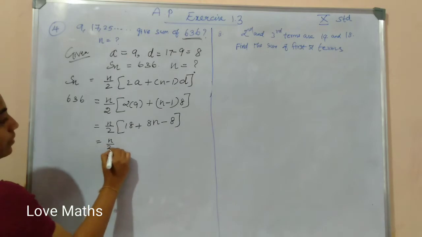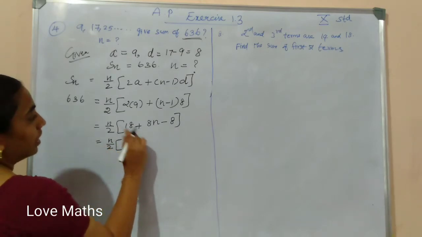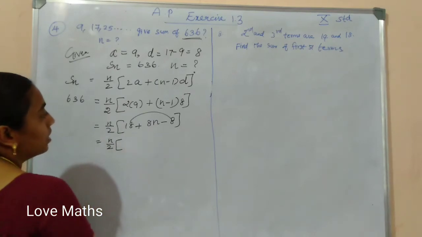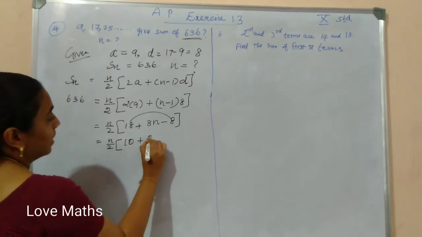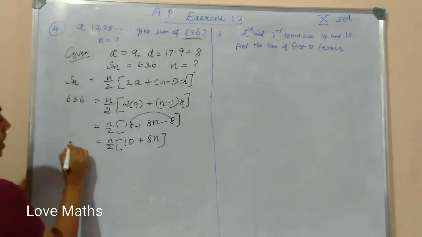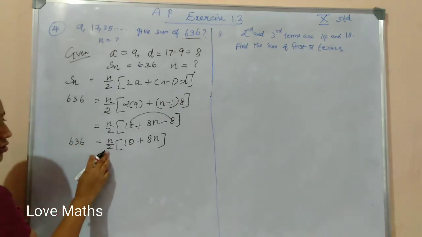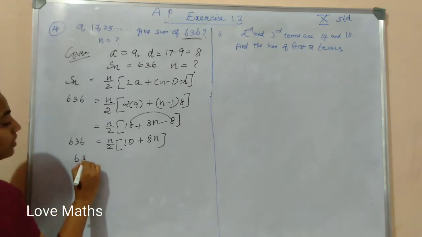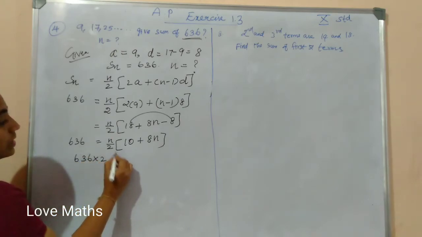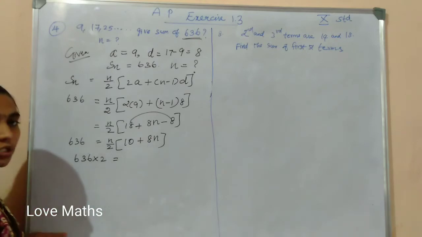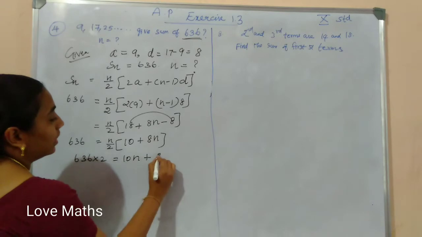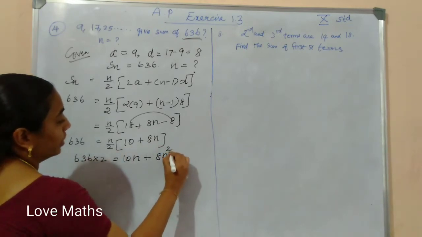Simplify this. n by 2, 18 minus 8 is what? 18 minus 8 is 10. So, 10 plus 8n. On this side, 336. The 2 here is division, so on this side it becomes multiplication. So, 336 into 2. This n is common for both the terms. So, you just multiply: n into 10, 10n, plus 8n into n, 8n square.